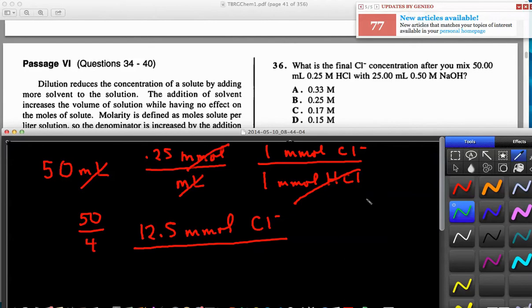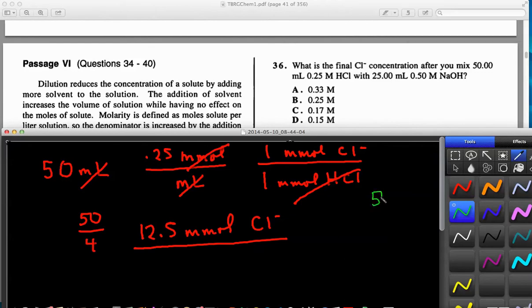The first solution, I had 50 mLs. The second solution, I have 25 mLs. We always assume these volumes are additive, therefore 75 milliliters. Notice that millimoles per milliliter is molarity, so I don't have to convert at all. So rather than converting this to liters and then converting this back, I don't have to convert at all.